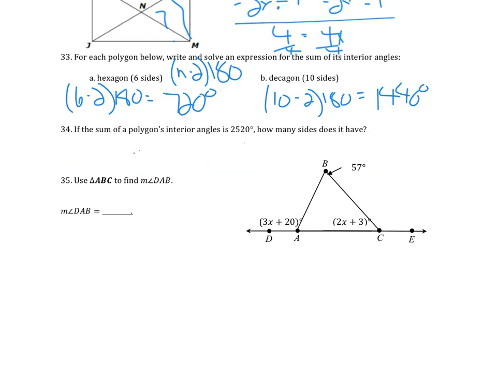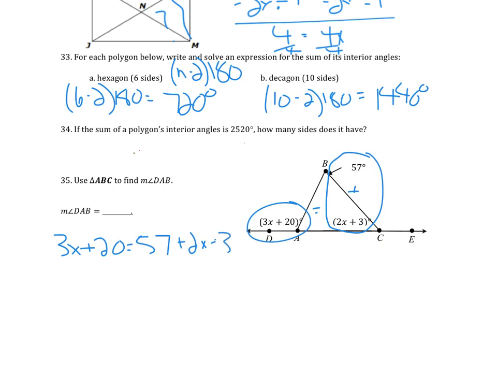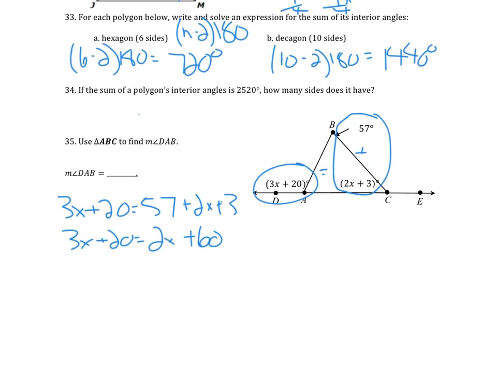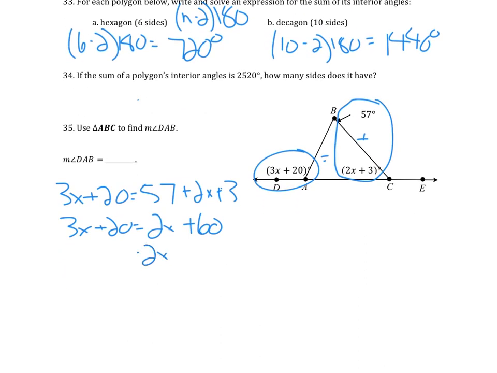So the exterior angle theorem states that our exterior angle is equal to the sum of our two opposite interior angles, which allows us to set up the equation 3x plus 20 is equal to 57 plus 2x plus 3. So we get 3x plus 20 equals 2x plus 60. Subtract 2x, that gives us x. Subtract 20, and that gives us x equals 40.